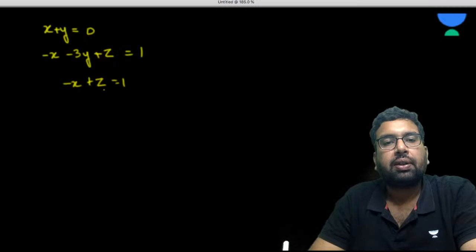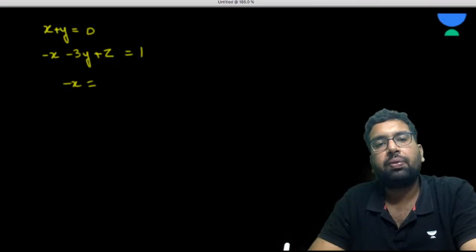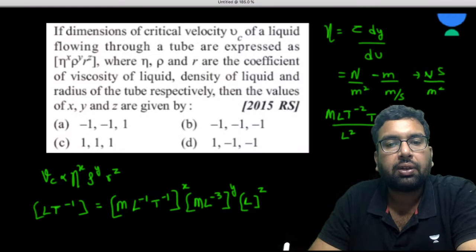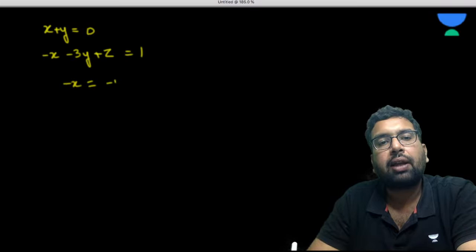So it is going to be minus x is equal to... okay, I'm comparing the power of t, right? So minus x is equal to how much? It is equal to minus 1. So x is equal to 1. Okay, that's okay. So y is equal to minus 1.